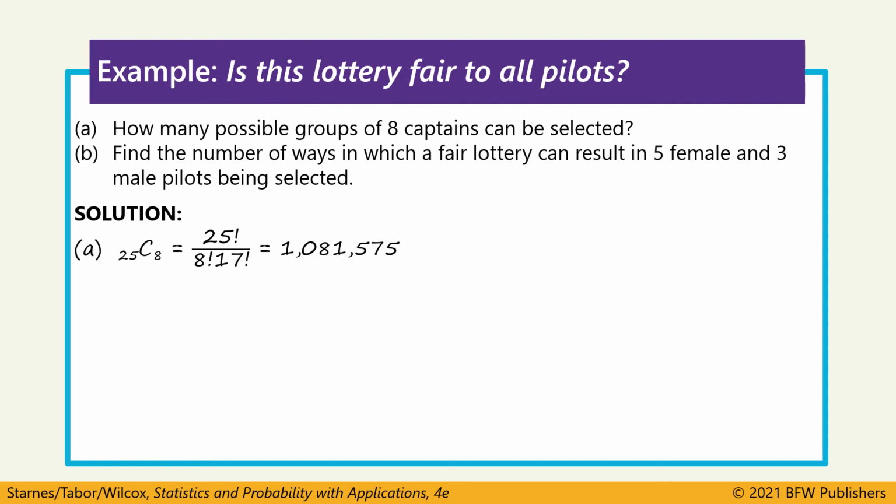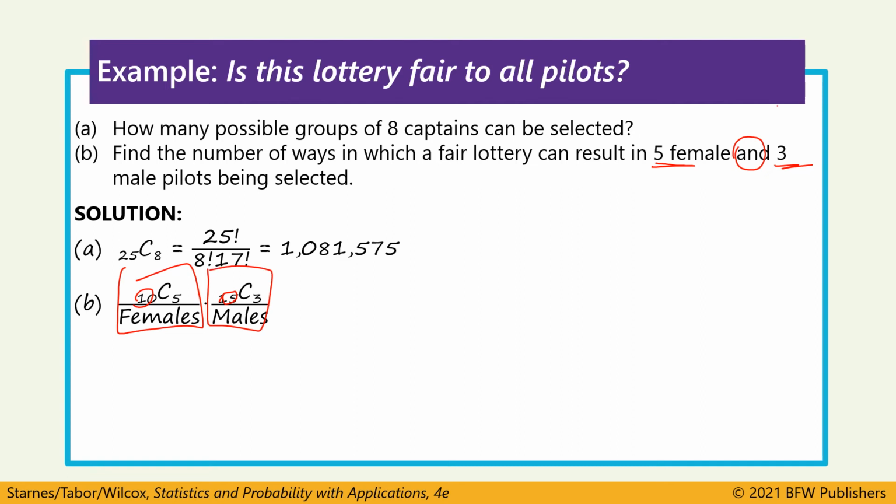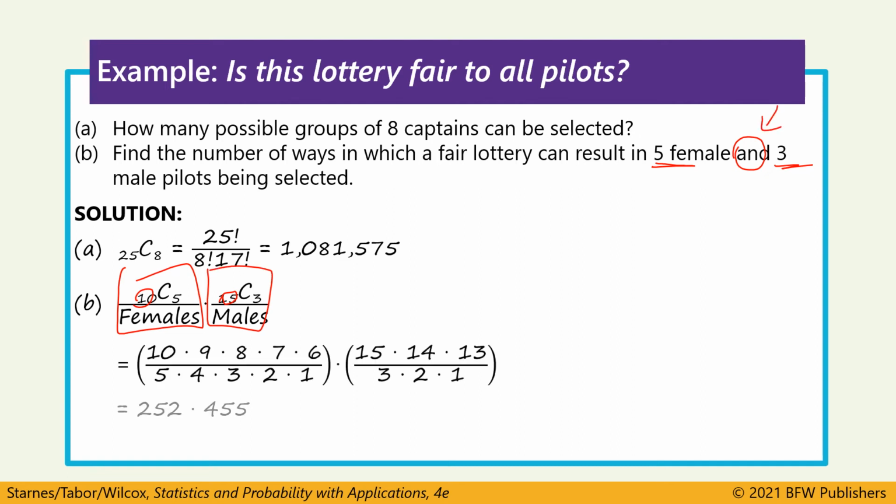Part B, find the number of ways in which a fair lottery can result in 5 female and 3 male pilots being selected. Now the "and" here is the same "and" that we've seen throughout the chapter, meaning that this is going to be a multiplication problem. We want to choose 5 females out of the 10 that were in the group, and then 3 males out of the 15 males in the group. Each of these combinations gets multiplied together because of that word "and" there. And we see that there are 114,660 ways that we can choose 5 female and 3 male pilots.